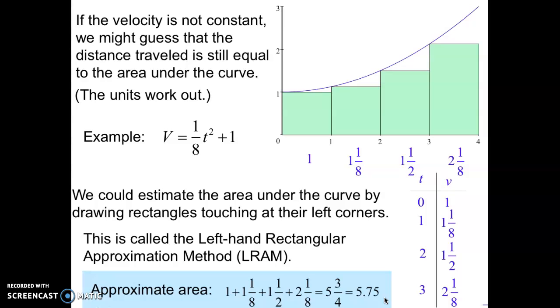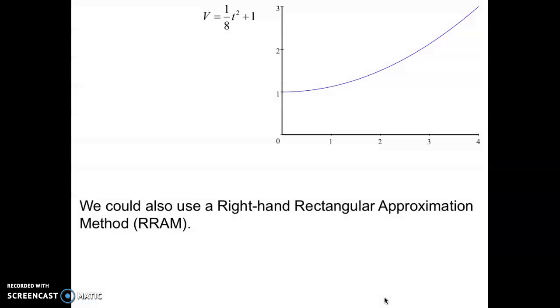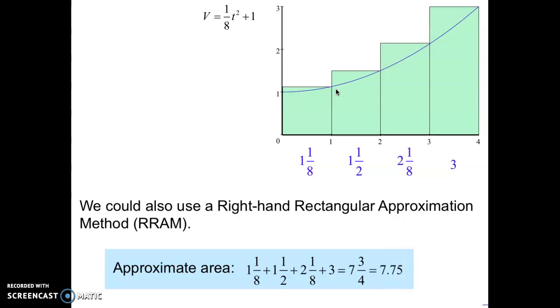So what Leibniz and Newton said is, well, what about if we change and do a right-handed rectangular approximation method, or an RRAM? This time, draw our rectangles so that the right edge is hitting the curve and then draw across. The right edge hits the curve and then draws across, and so forth. And when I do that, it will look something like this.